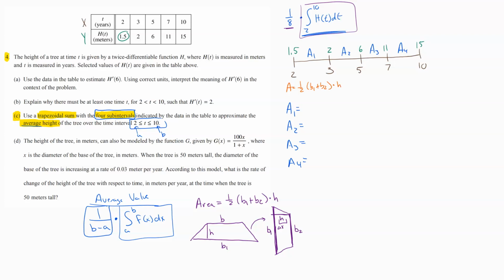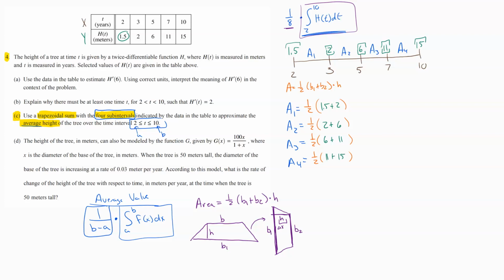And so I just call this sort of my assembly line process. I'm going to go 1/2, 1/2, 1/2, 1/2. And now inside here, I'm going to go ahead and grab those base values. So on A1, my first base is the left side, which would be 1.5, plus my second side would be 2. And then as I go to A2, my first side would be 2, my second base would be 6. I go to A3, my first side would be 6, my other base would be 11, and then on A4, my first base would be 11, and my second base would be 15.